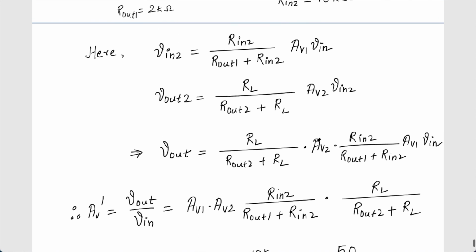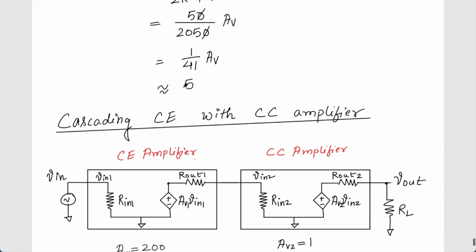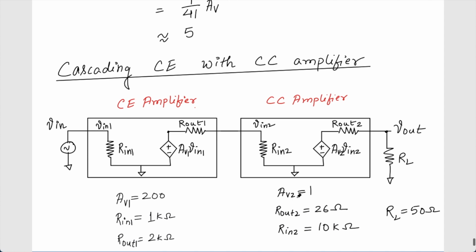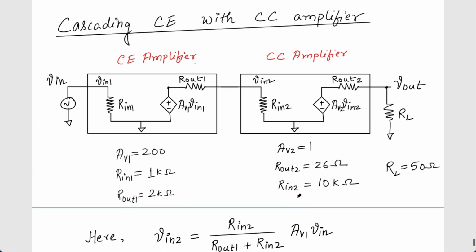So the point here is that from 5 we have gone to 109. The reason is we have used this common collector amplifier. Although the common collector amplifier doesn't have a very high gain, its input impedance is relatively large and the output impedance is very small, because of which it helps us drive a very small impedance load. This is the main advantage of the common collector amplifier.